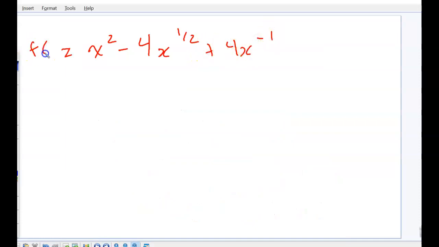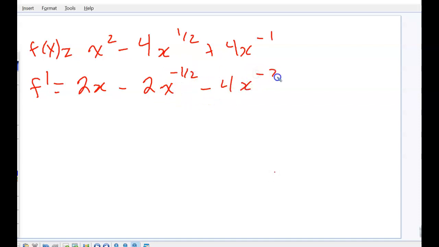So this is still my function. I haven't done any derivative yet. Now when I take the derivative, the 2 comes out front, subtract 1 from the exponent. The 1/2 comes out front to become a 2. This becomes minus 1/2, and the negative 1 comes out front, and that becomes minus 2. And again, depending on how they let you write your final answer, that would be your final answer without any negative exponents.